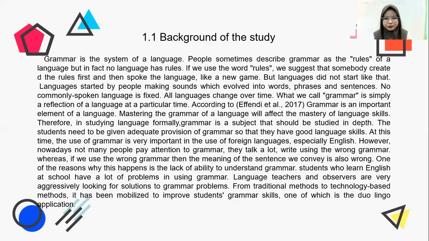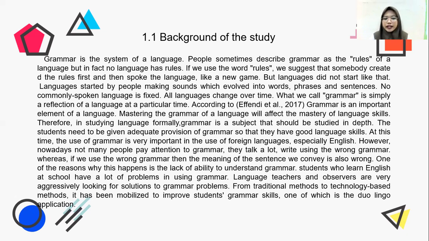Background of the study. Grammar is the system of language. People sometimes describe grammar as the rules of language, but in fact, no language has rules. If we use the word rules, we suggest that somebody created the rules first and then spoke the language, like a new game. But languages didn't start like that. Languages started by people making sounds which evolved into words, phrases, and sentences.